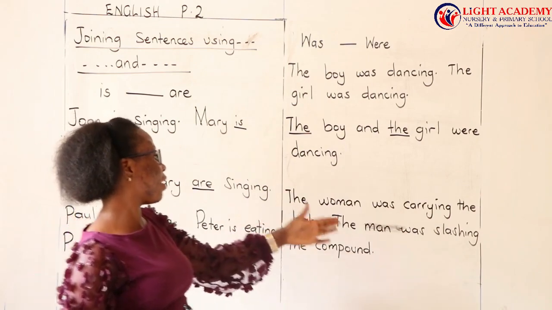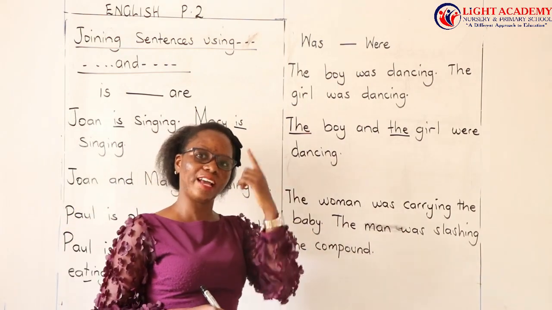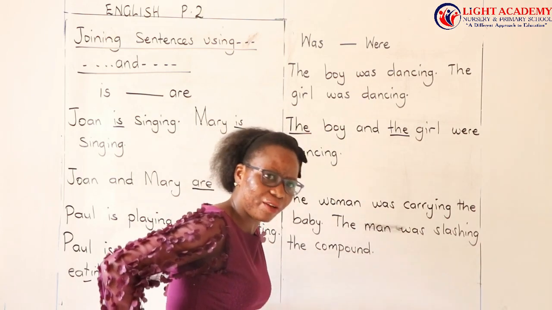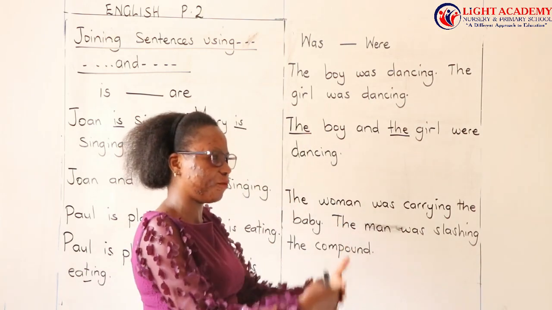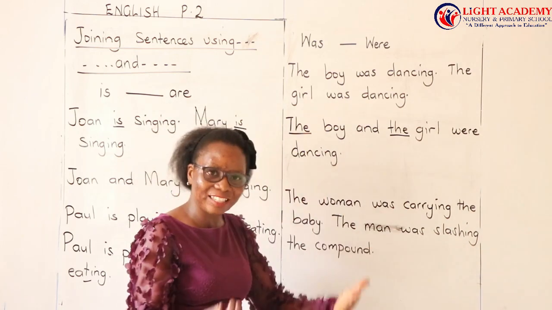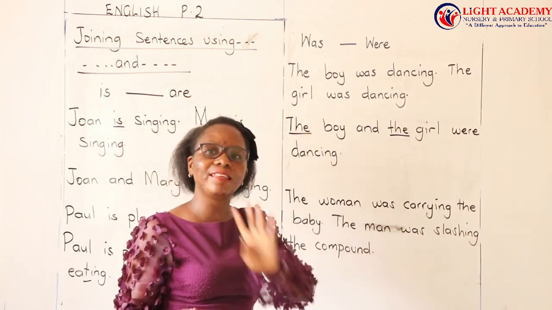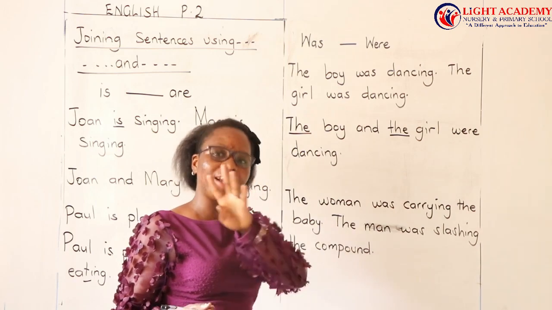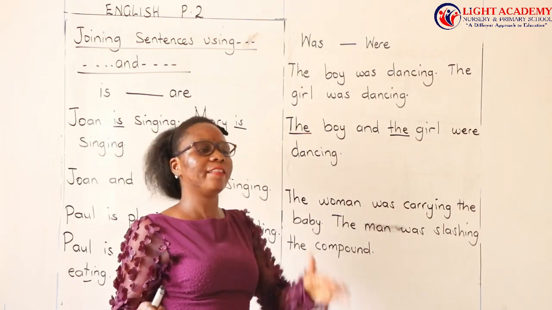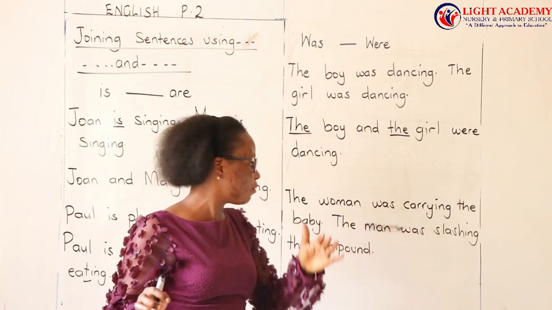The woman was carrying the baby. That is one activity. This woman here was carrying the baby. I don't know whether on the back, I don't know whether in front, I don't know. And the man was slashing the compound. These are two different activities. They are completely contrary. Everyone was doing his own thing.